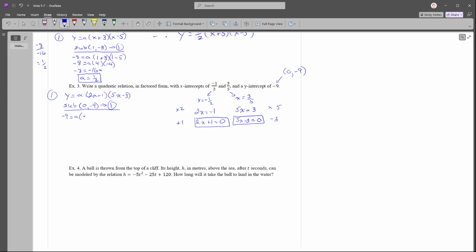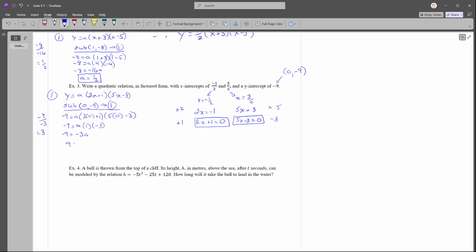And then inside brackets, 2 times 0 plus 1. And then the next set of brackets, 5 times 0 minus 3. Okay. Negative 9 equals a times, well, 2 times 0 is 0 plus 1. So that's just 1. Multiplied by 5 times 0 is just 0 minus 3 is minus 3. So we have negative 9 is equal to negative 3a. So we're going to divide both sides by negative 3. Negative 9 divided by negative 3 is just 3.